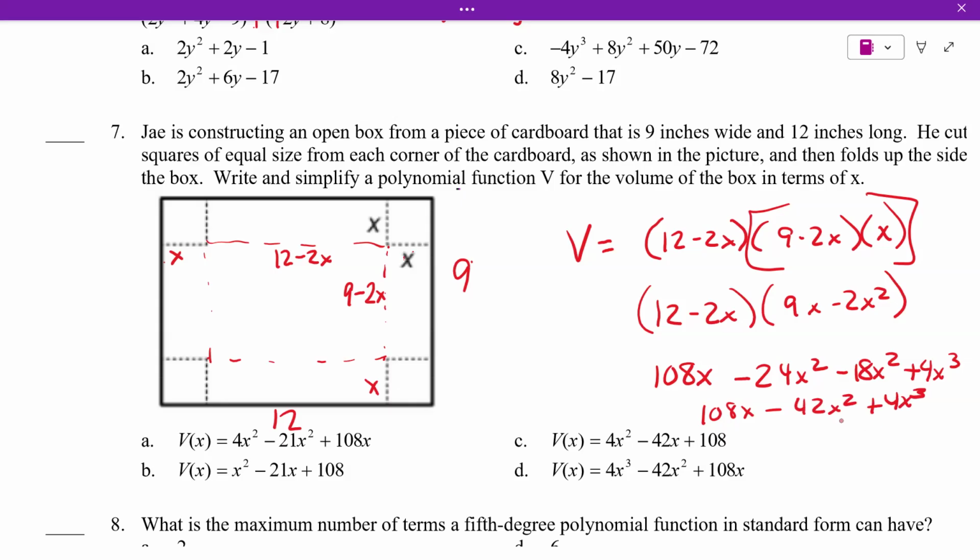So it's 4x cubed minus 42x squared plus 108x. Ooh, looks like this one. So it's choice D.